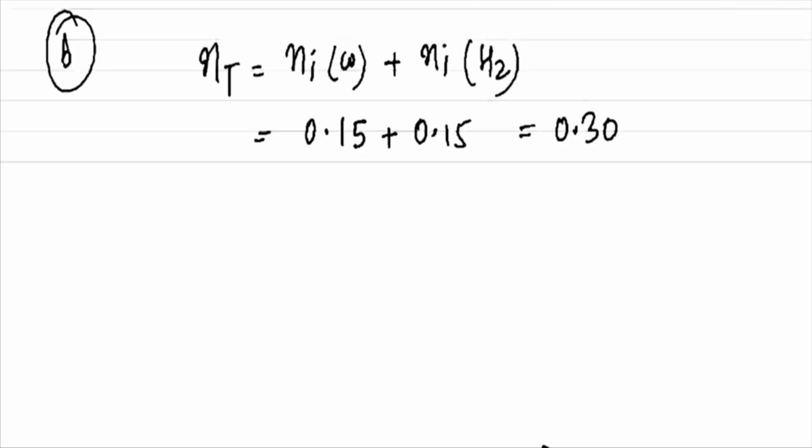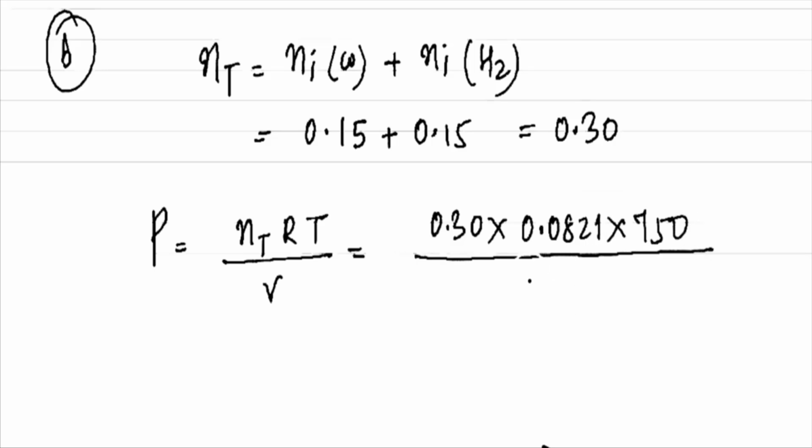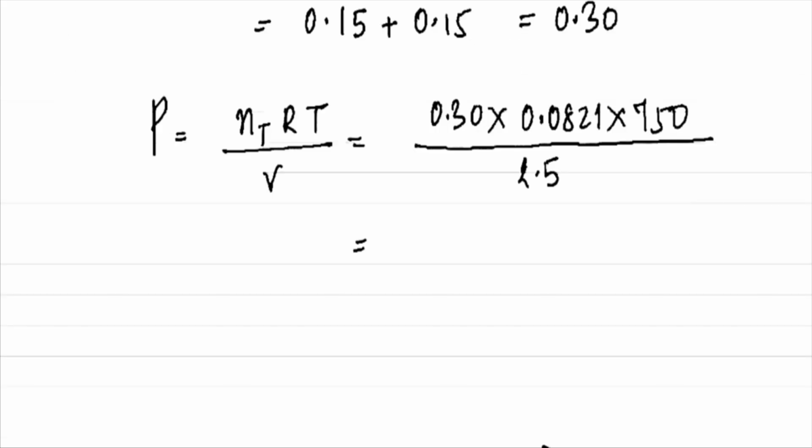Right? Now we can find out the pressure. So pressure will be equal to NT RT upon V. So this will be equal to NT, we have 0.30, into 0.0821, and temperature is 750 Kelvin and volume is 2.5 liters. And if we just do the calculation, we get the pressure as 4.926 atm, right? So this is the required solution for this particular question. I hope you all understand. Thank you.